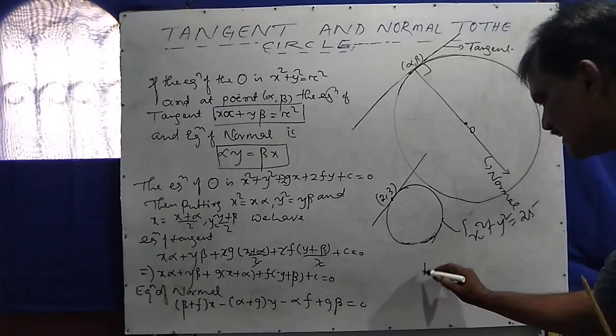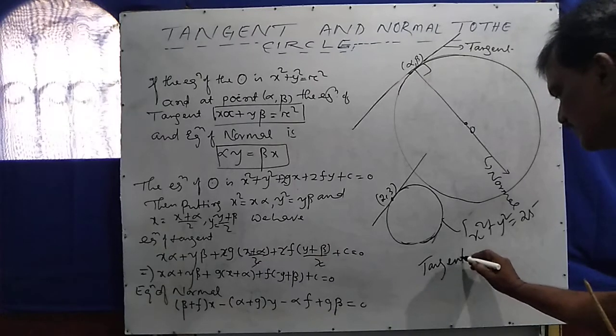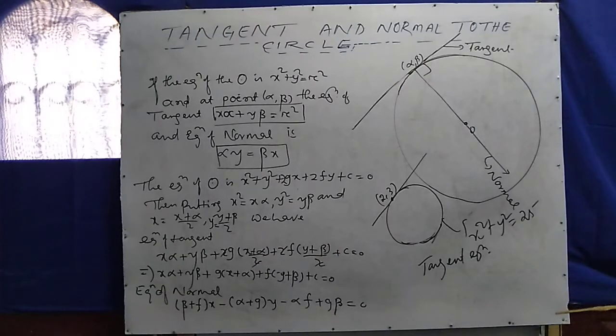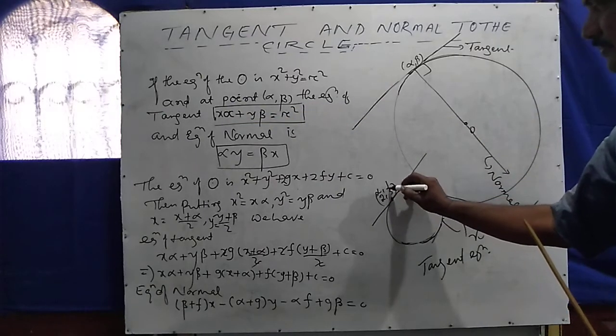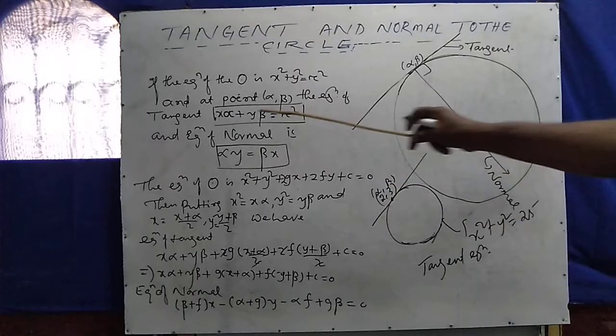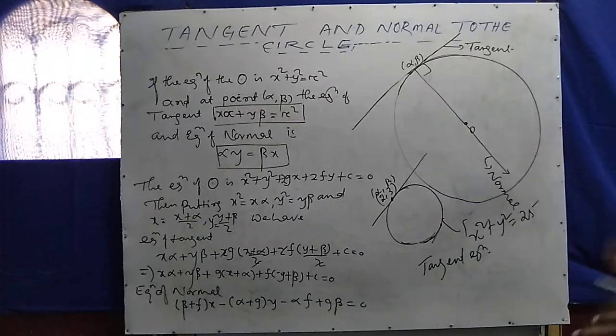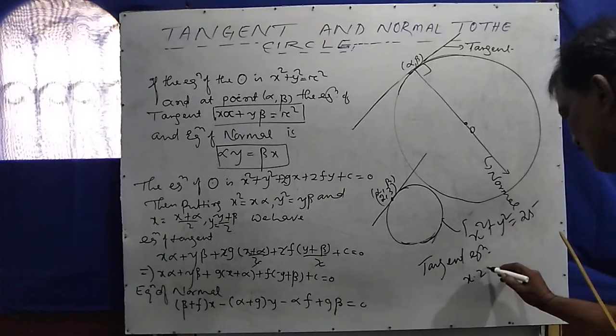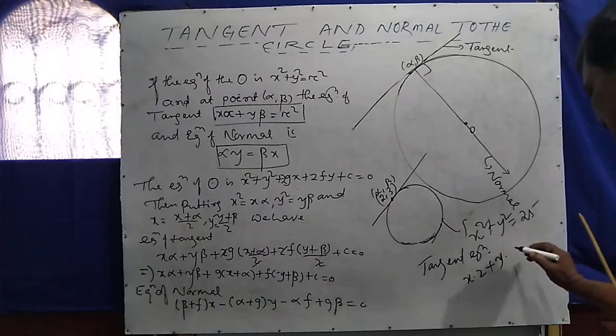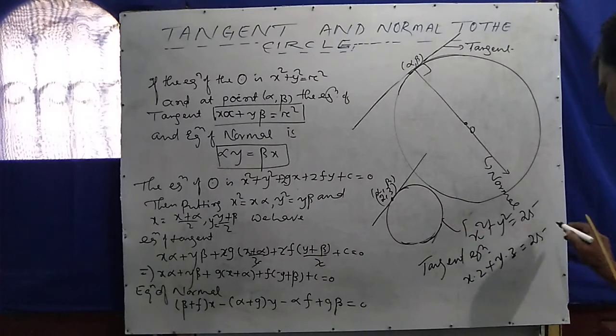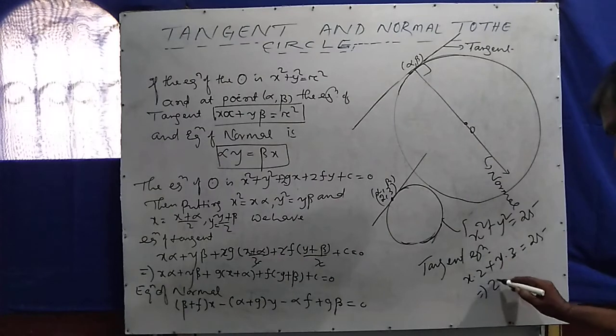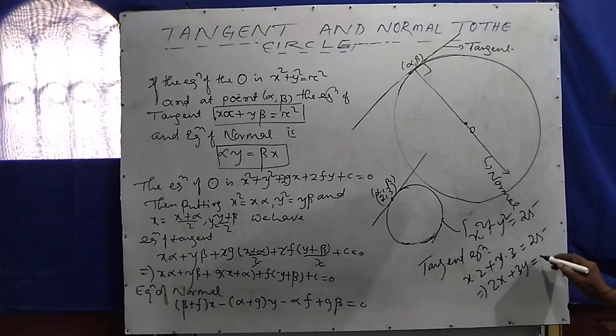Then the tangent equation can be represented by, look at x into alpha beta, these are the alpha beta. So instead of alpha beta you put 2 and 3. Then x alpha means x into 2, plus y beta means 3y, is equal to r square means 25. So your equation is 2x plus 3y equals 25. This is the equation of the tangent. The equation of the tangent is obtained by putting directly in this way.